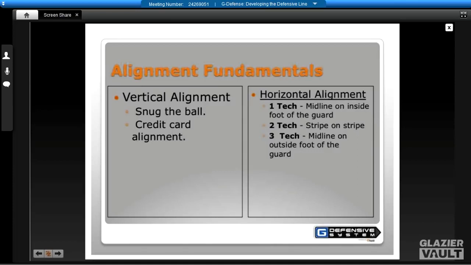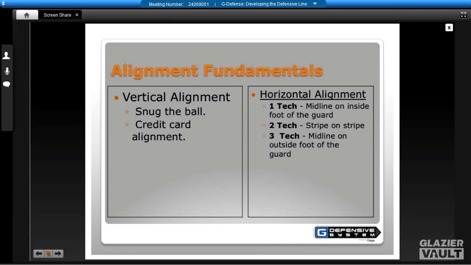When we talk about our alignments for our athletes, we want to talk about vertical alignment and horizontal alignment. When we talk about the vertical alignment, we want to snug the ball. You'll hear me talk all the time about, hey, man, let's take the air out of the ball.